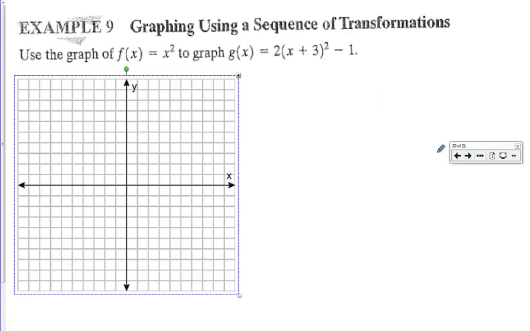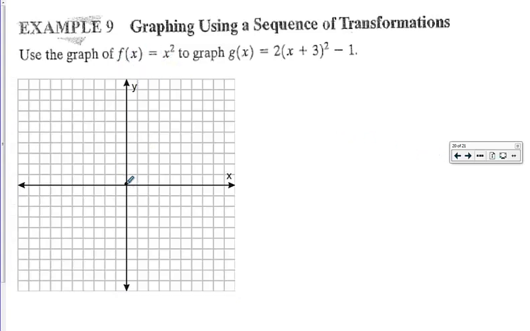Okay, so use the graph of f of x equals x squared to graph g of x equals 2 times x plus 3 quantity squared minus 1. On this one, I'm going to start with my parent function for the parabola. A parabola we know goes through 0, 0, negative 1, 1, and let's say negative 2, 4, and so on. I'm never going to hit all 5 of those points.